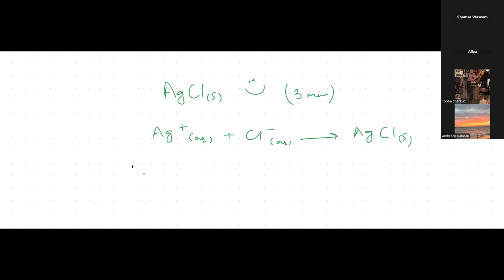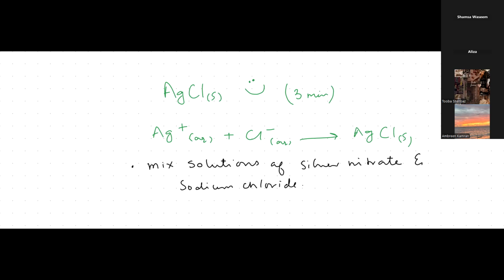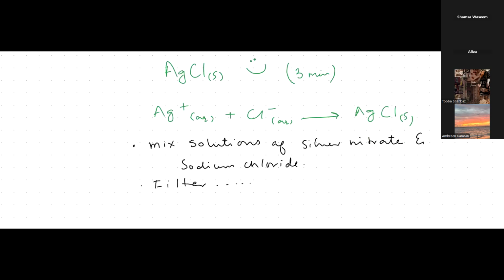Mix solutions of... check your answer, okay, children? Solutions of what will we take? Silver nitrate and sodium chloride. Then what you will do, all the rest of the marking points will be the same. Filter the solution, you filter the precipitate. After that, wash the residue with cold distilled water and dry between the filter paper.